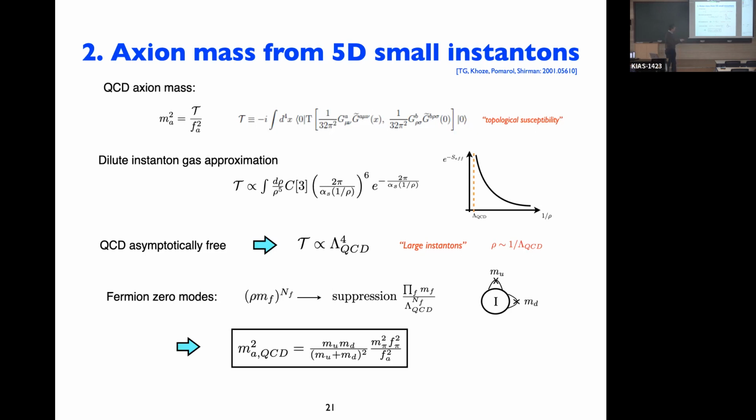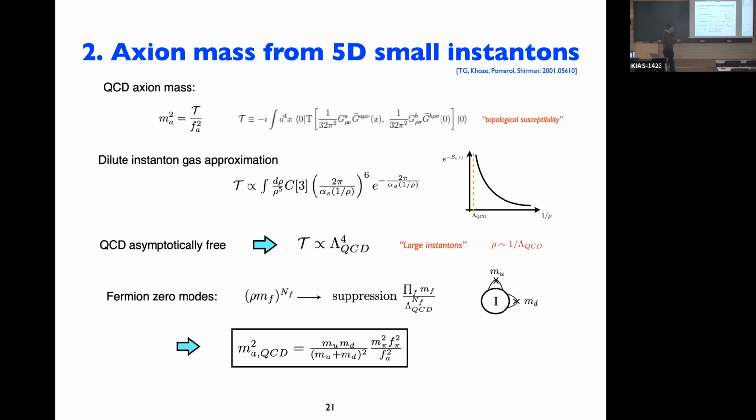Here's the QCD scale as the size of the instanton scale. In order to maximize the topological susceptibility, you want the exponent to be as large as possible. That means the QCD coupling has to be as large as possible, and that happens at lambda QCD. At lambda QCD, the coupling is large, of order 4 pi, so this factor is an order 1 number. That's the smallest suppression you can have, and so that maximizes T.